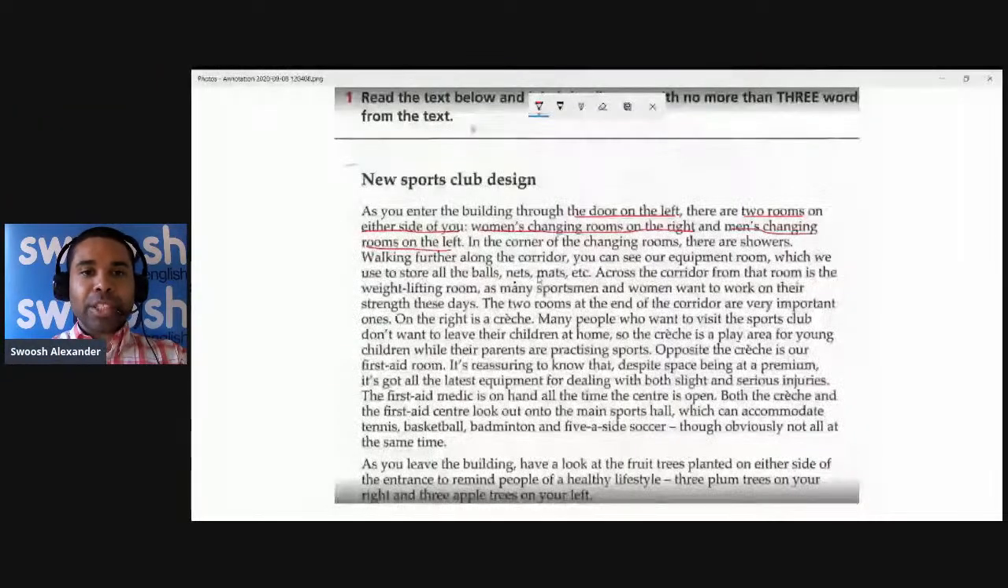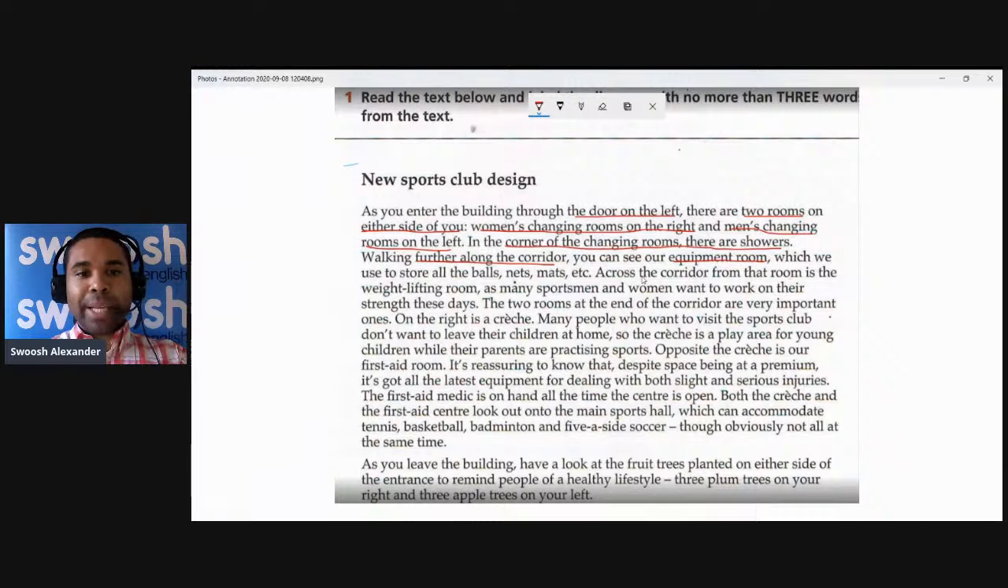So we are going to have a look now at the next part. So it says, in the corner of the changing rooms, there are showers. Okay, so that may or may not be important information, but let's just underline that just in case we need it. Working further along the corridor, you can see our equipment room, which we use to store all the balls, nets, mats, etc. Okay, so further along the corridor, we have the equipment room. Just underline that. Again, we might need that.